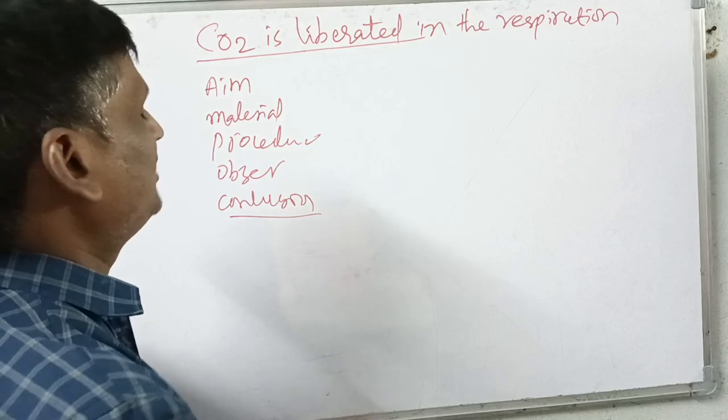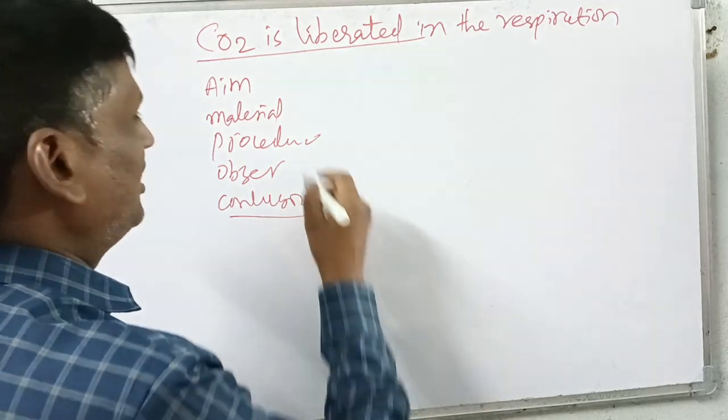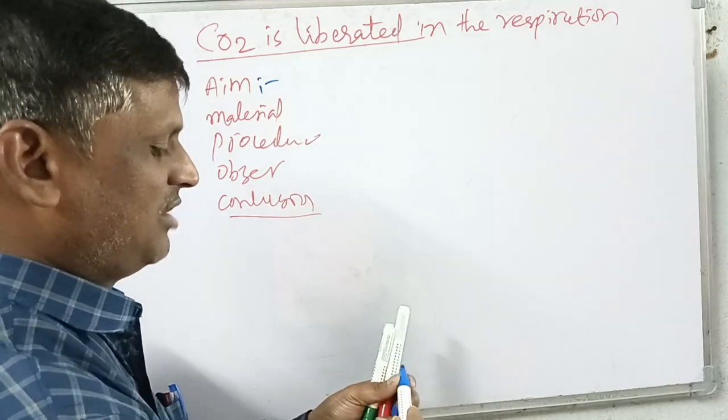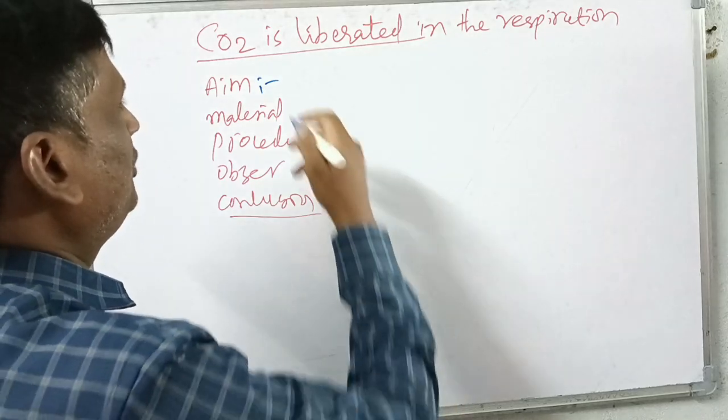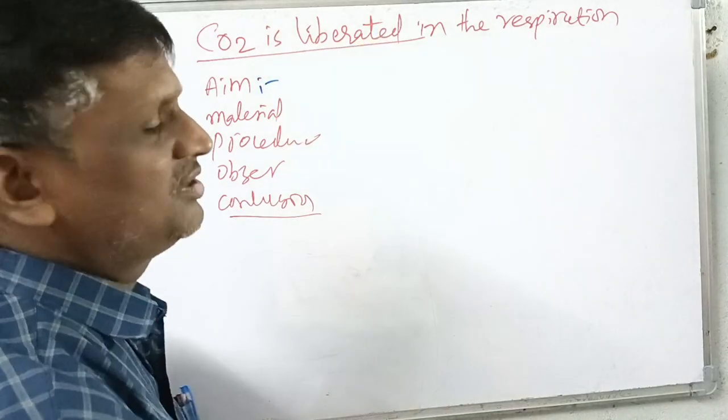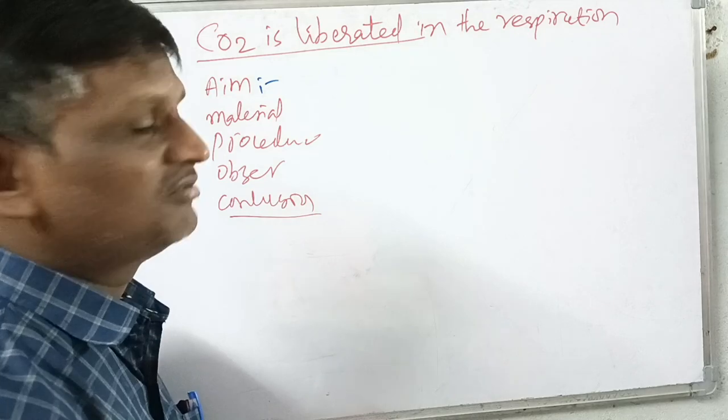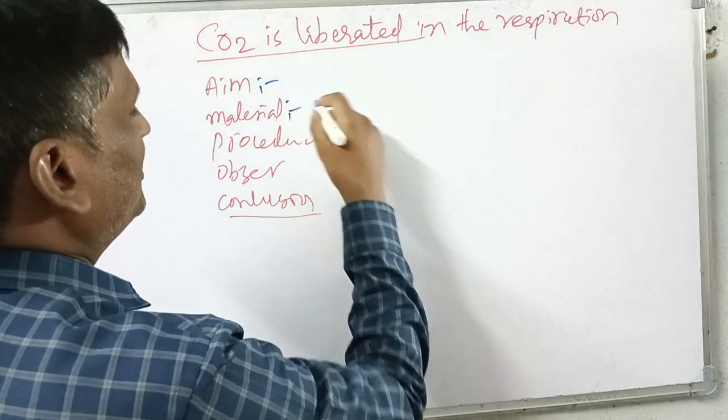First one, the aim of this lab activity. What is the aim of this lab activity? The aim of this lab activity is that we are going to prove that carbon dioxide is liberated in the plant's respiration. For this, what materials are needed?